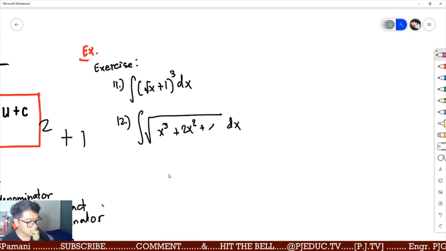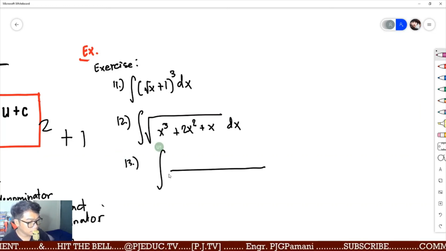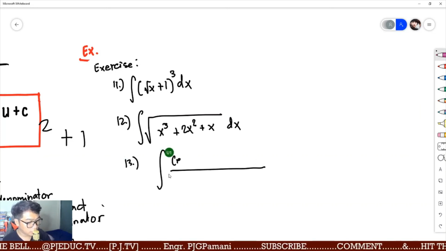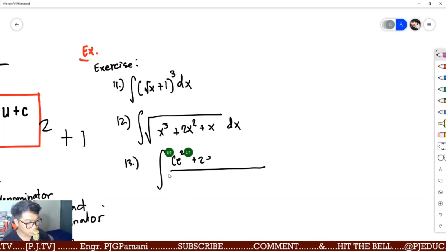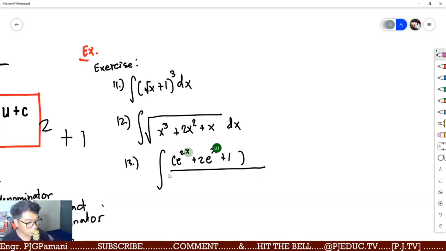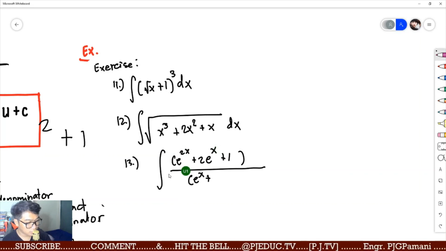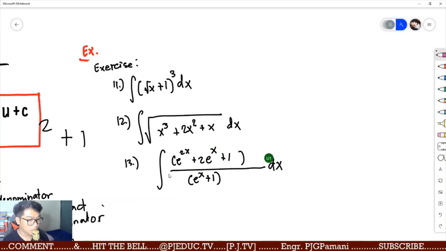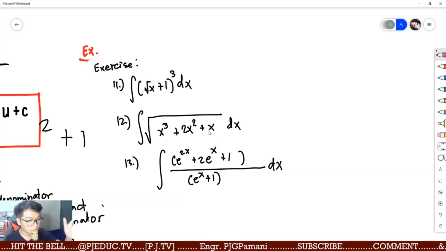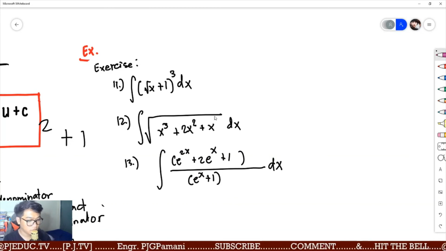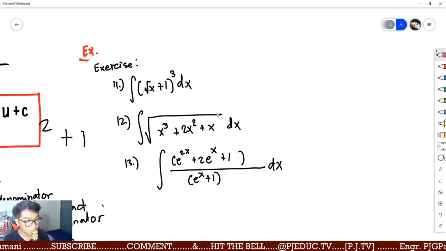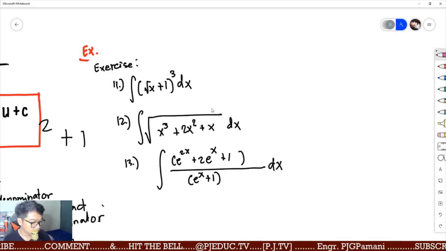plus x dx. And lastly, para medyo mahirap-hirap, evaluate the indefinite integral of e raised to 2x plus 2e raised to x plus 1 all over e raised to x plus 1 dx. Sa inyo na yan kung sasagutan nyo o hindi. So that is integral formula using logarithm.